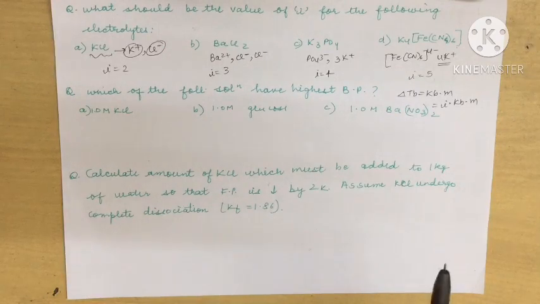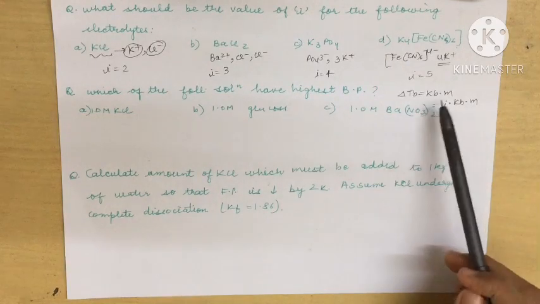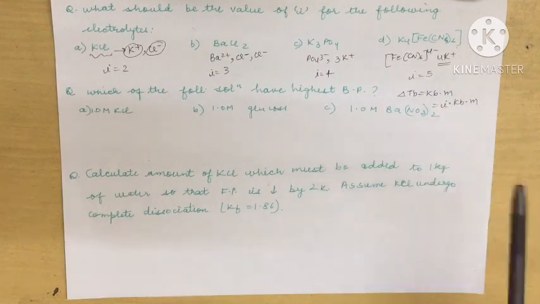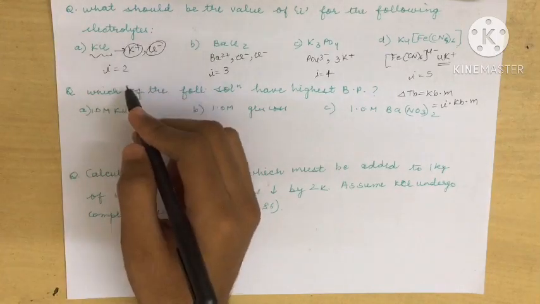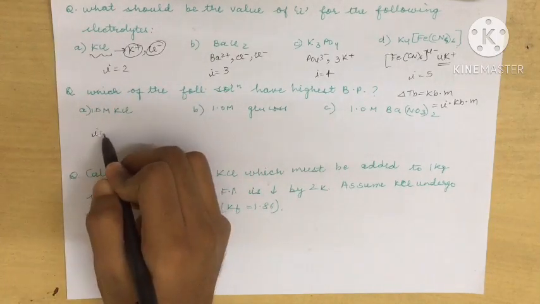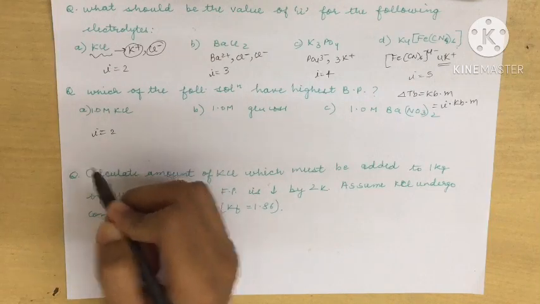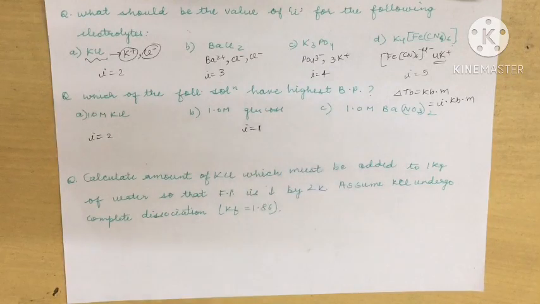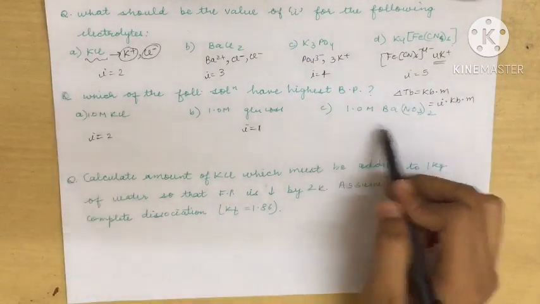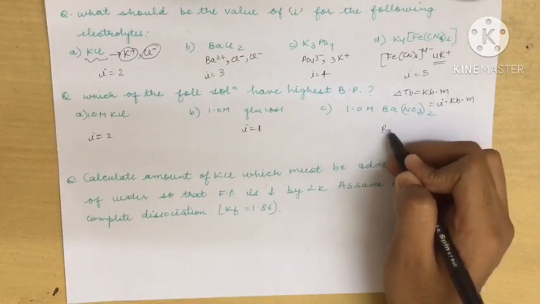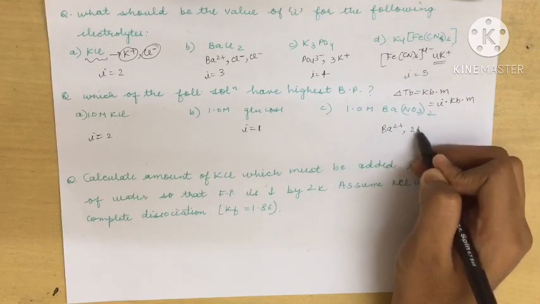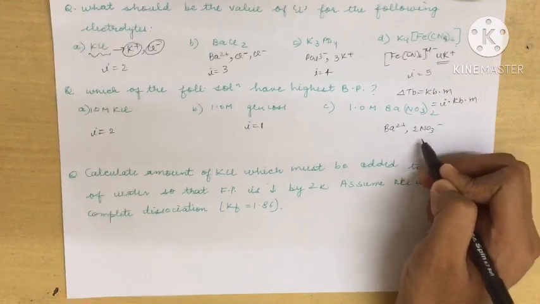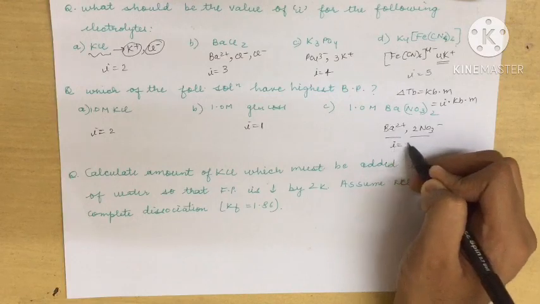But we now have the case for the Van 't Hoff factor. Van 't Hoff factor is that we multiply i with this formula. So calculate the i for all 3. Here again, from this KCl we got i equal to 2. Here glucose will not dissociate or associate, that's why i equal to 1. And for this we have how much? See, 1 is the Ba2+, and then we'll have 2 NO3- ions. So total 3 ions are there.